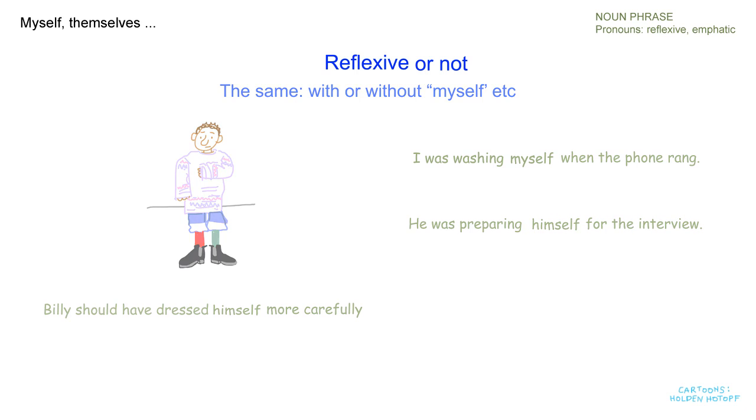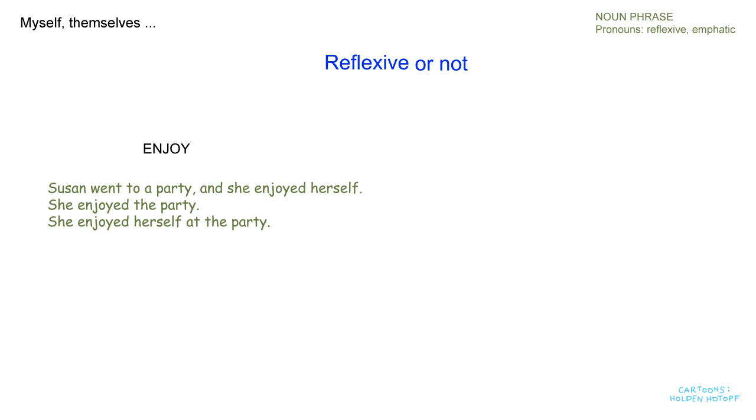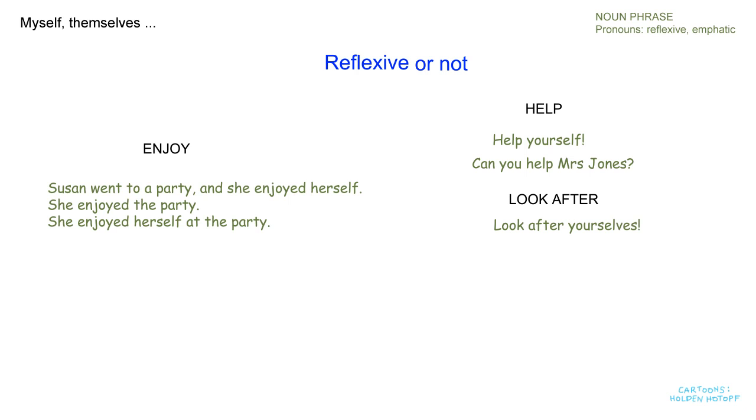And now here are three words which we can use in two different ways, reflexive or not. Enjoy. Susan went to a party and she enjoyed herself. Or, she enjoyed the party. Or, she enjoyed herself at the party. And here's another one, help. Help yourself. Or, can you help Mrs. Jones? And the last one, look after. Look after yourselves. Or, make sure you look after the children.